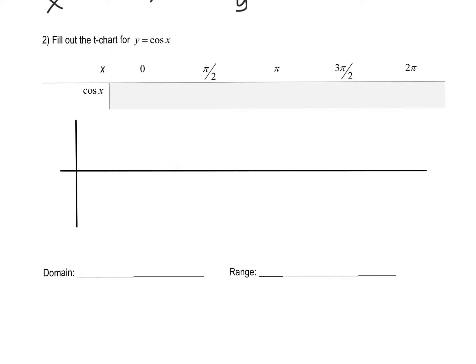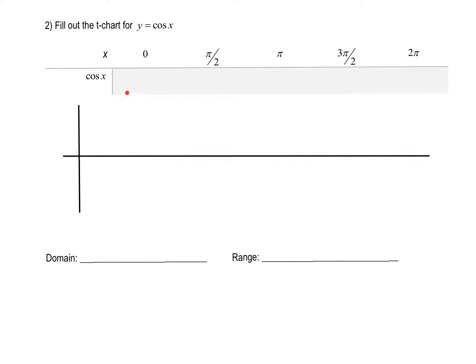So let's do a similar example here. Go ahead and fill out the t-chart for cosine. Hint, they are not the same values as they are for sine, but we're going to fill it out the same exact way. So at 0, remember the cosine of 0, that's x over r, and at 0 degrees, the x value is 1, so 1 over 1 is 1.